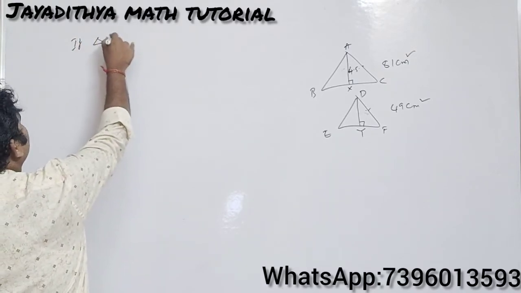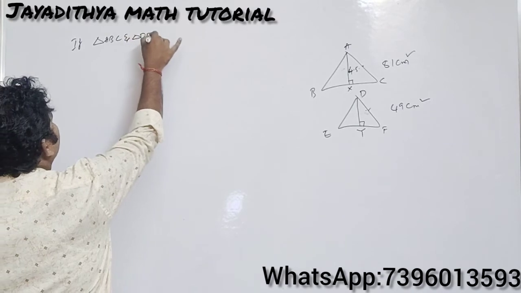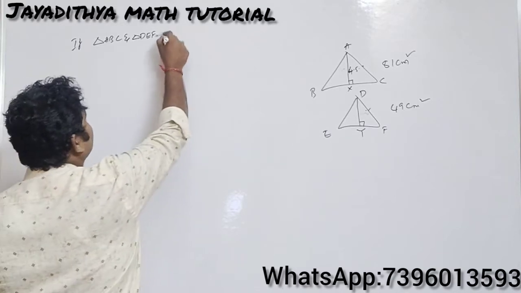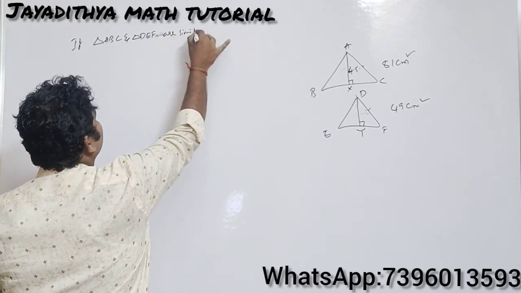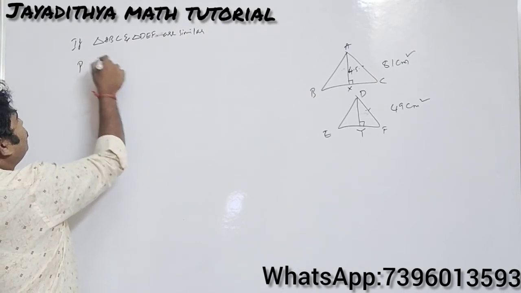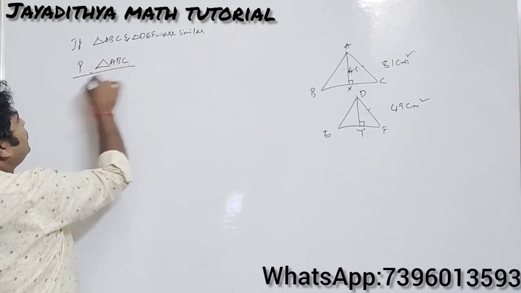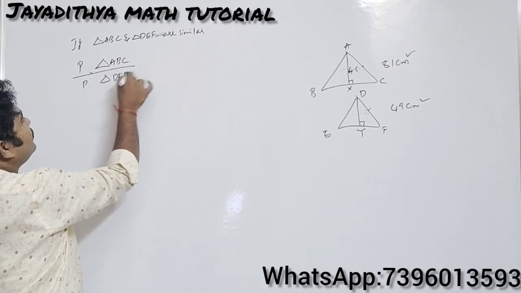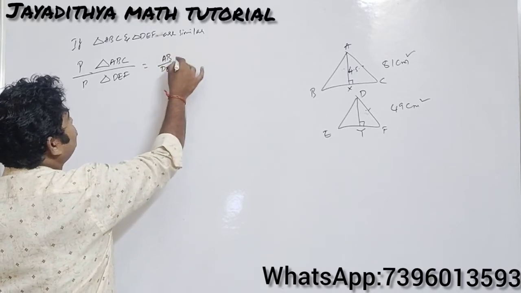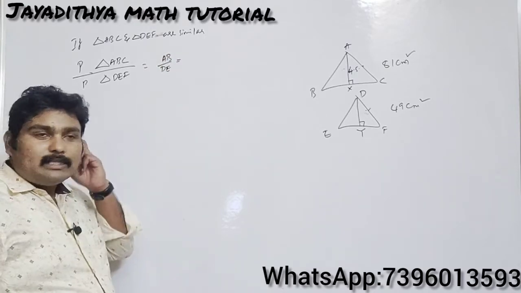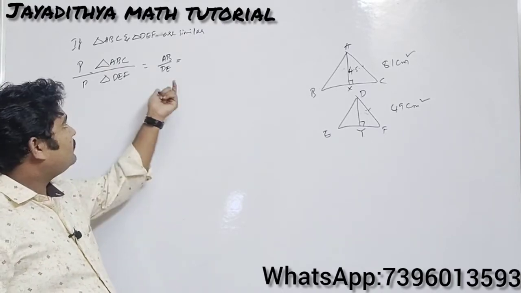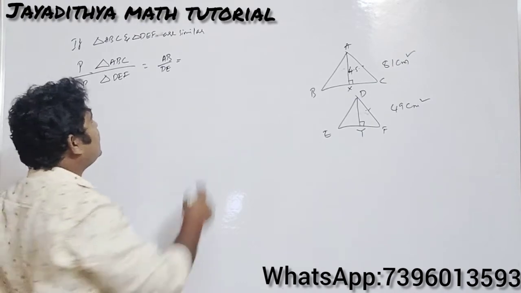If triangle ABC and triangle DEF are similar, what can you say here? The perimeter of triangle ABC by perimeter of triangle DEF will be equal to the ratio of their corresponding sides. So that is AB by DE, and all the corresponding sides will be equal, and the ratio of the corresponding sides will be equal to the ratio of the corresponding altitudes also.